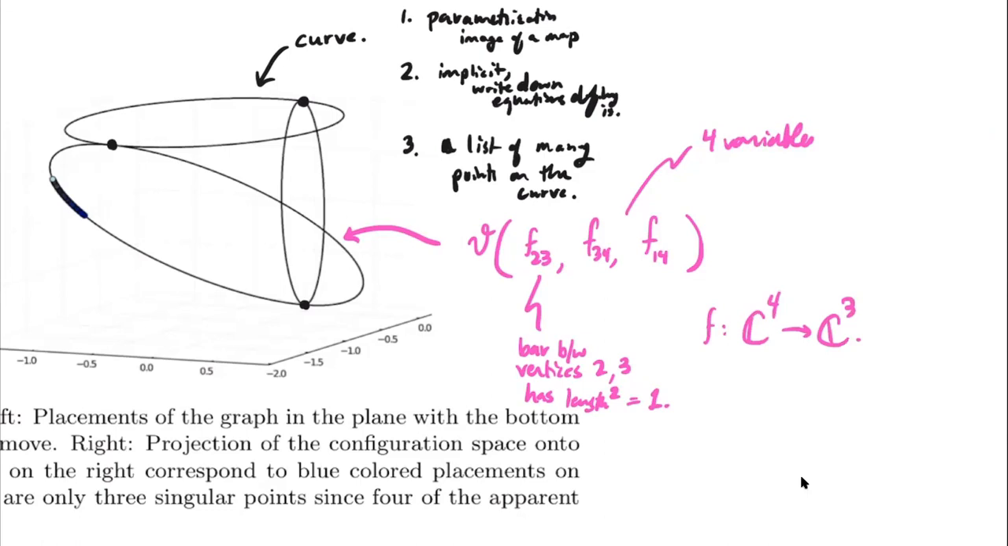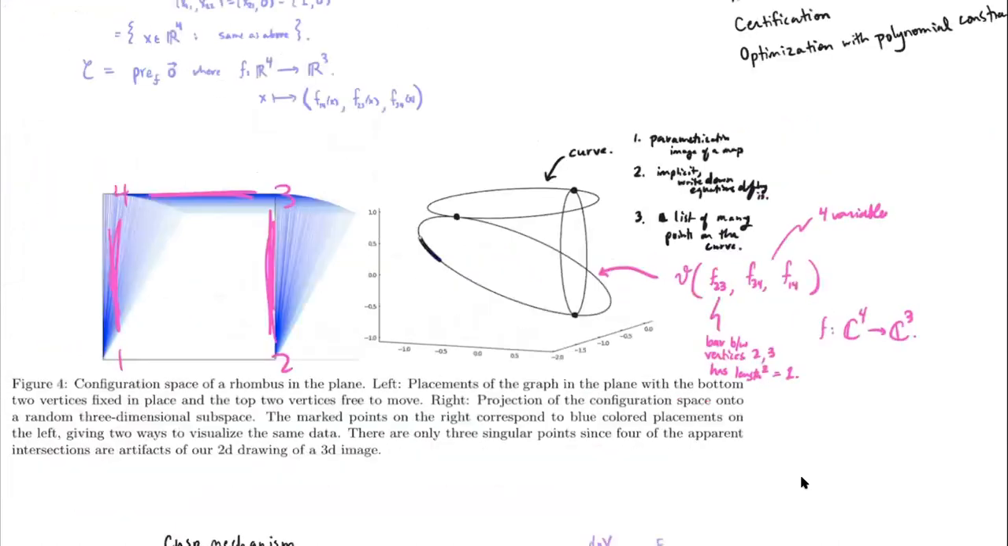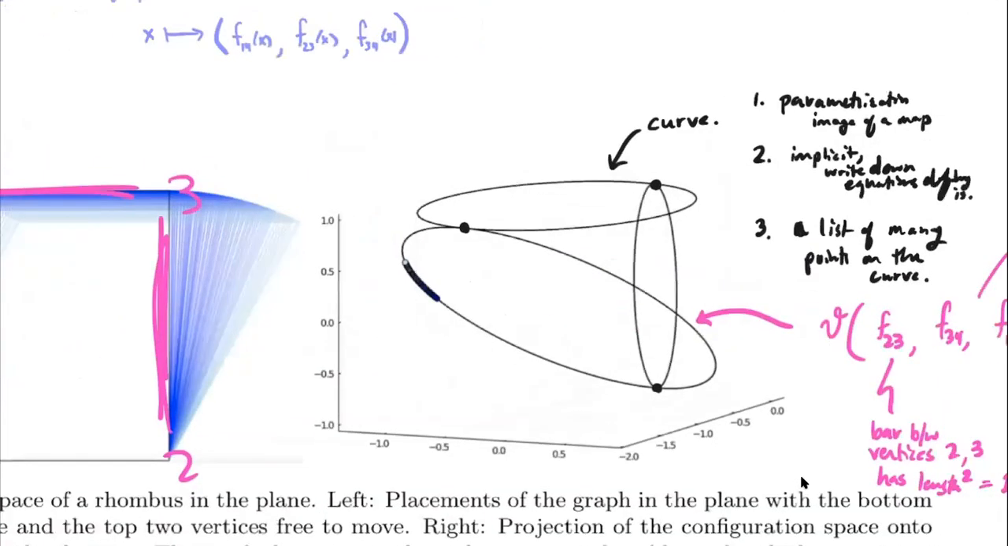Okay. So it's interesting because this is a curve. Are you randomly picking a point on this curve and then plotting it?